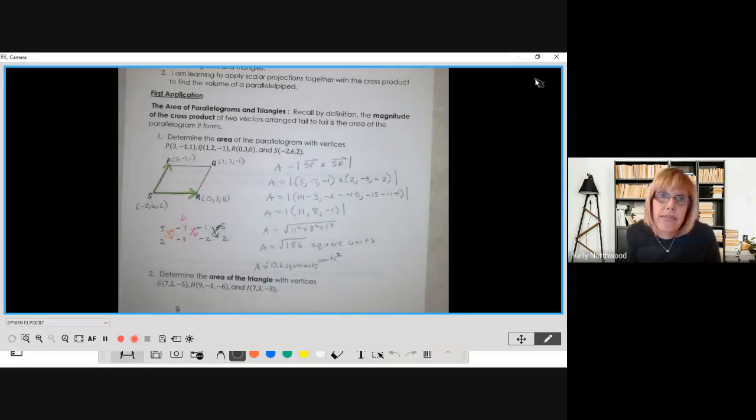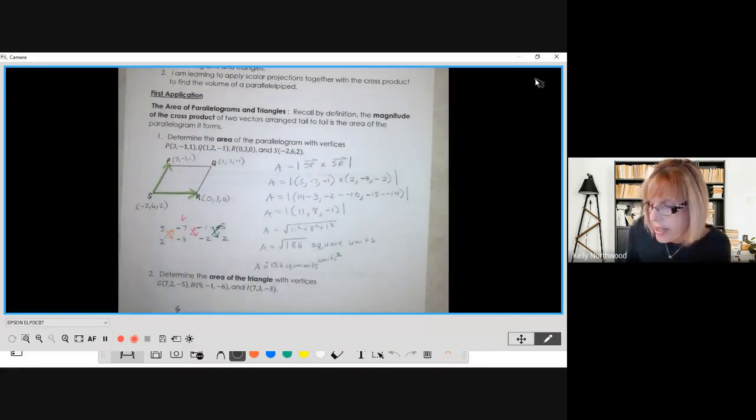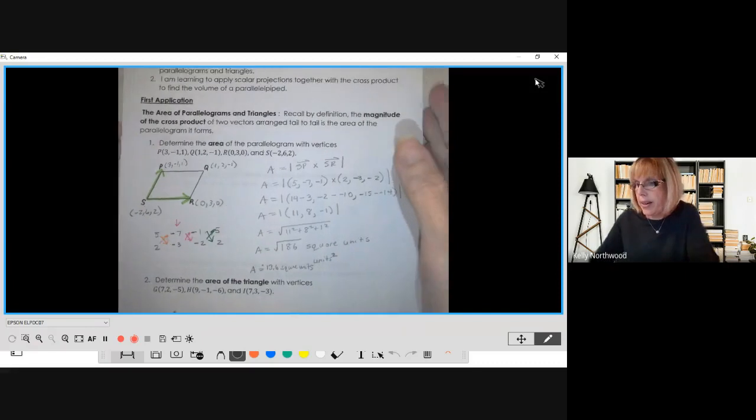So that's the idea for finding the area of a parallelogram. You just have to use the vertices to make two vectors that are tail to tail. Find their cross product, find the magnitude of the cross product, and then you have the area.